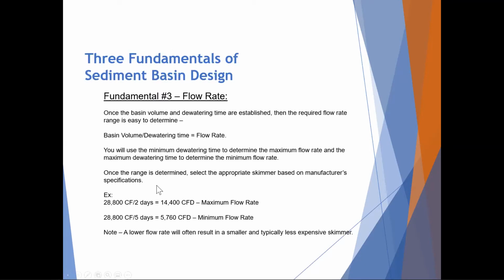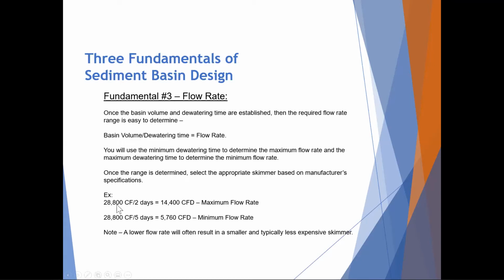So fundamental number 3 is flow rate. So this is easy to determine. So once you have the basin volume and you establish your dewatering times, then the required flow rate range is easy to determine by simply basin volume divided by dewatering time will give you your flow rate. So we recommend establishing a range of flow rates and a range of times. So you'll use the minimum dewatering time to determine the maximum flow rate and the maximum dewatering time to determine the minimum flow rate. Once this range is determined, you'll select the appropriate skimmer based on the manufacturer's specifications for how that skimmer flows.